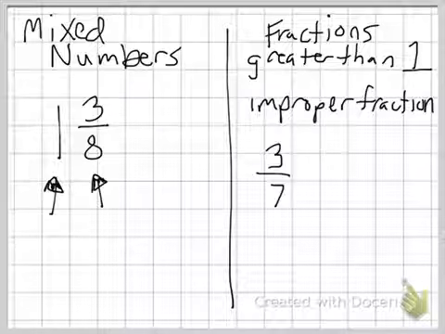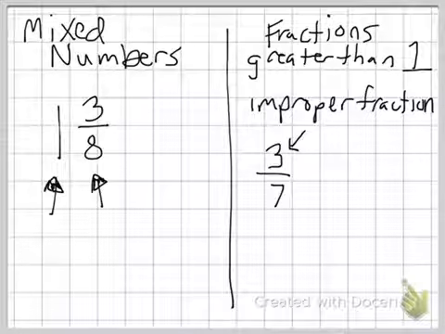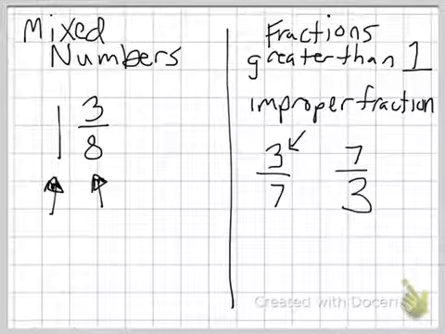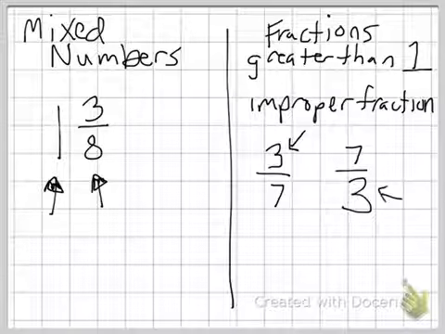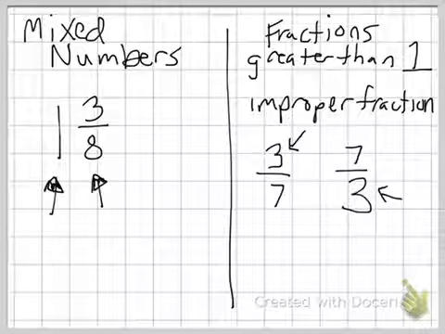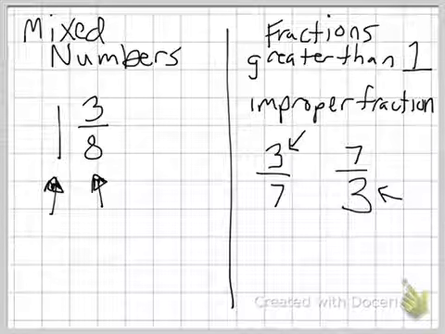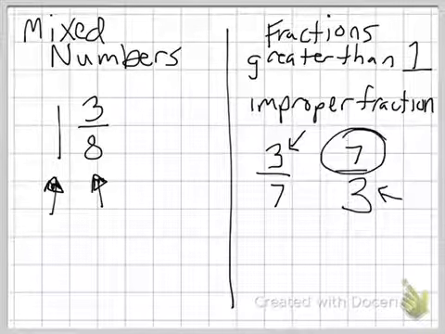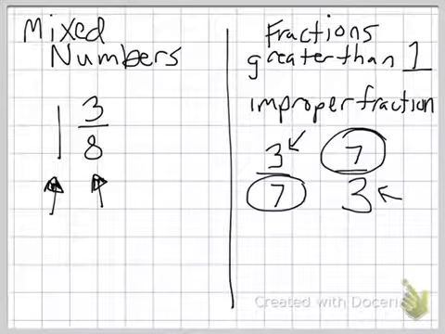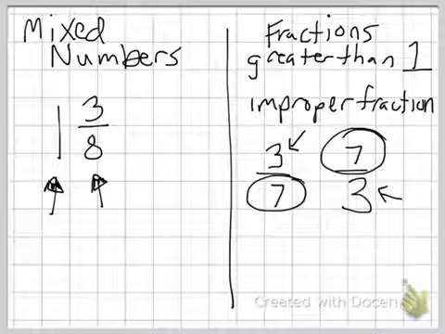For example, 3/7 is a regular fraction because the numerator is less than the denominator. However, 7/3 is a fraction that's greater than 1 because the smaller number is in the denominator. So if you ever want to tell if a fraction is just a regular fraction or a fraction greater than 1, you look for where the bigger number is. If the bigger number is on top, the fraction is greater than 1. If the bigger number is on the bottom, the fraction is going to be somewhere between 0 and 1.